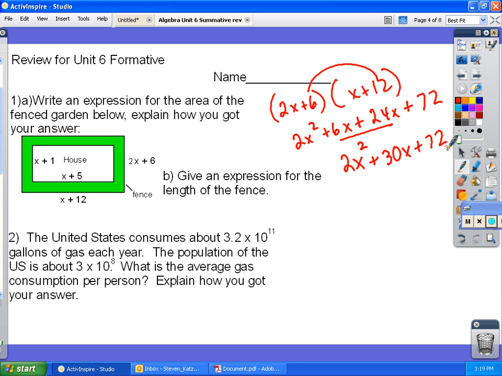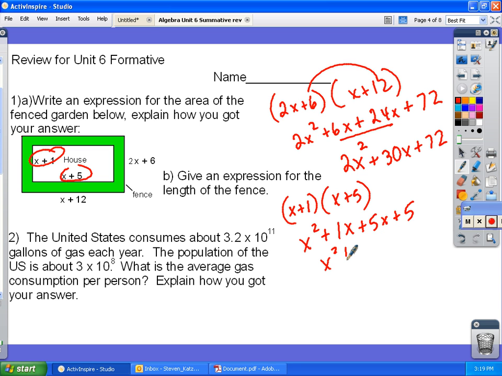But now I also have to find out the area of my house, because I'm going to subtract it from everything. So here's the dimensions of my house. So when I multiply x plus 1 times x plus 5, you end up with x squared when I do FOIL, plus 1x plus 5x plus 5, or in other words, x squared plus 6x plus 5. Well, that's the area of the house, which I'm going to subtract from the area of the whole rectangle. So I'm going to take this and subtract this entire thing.